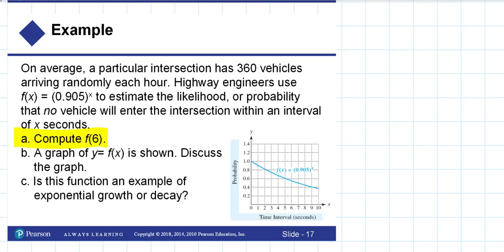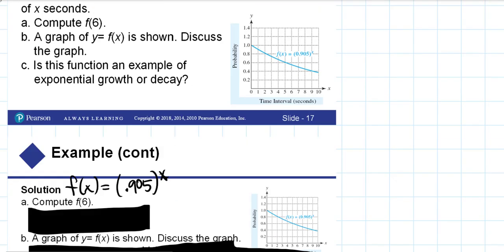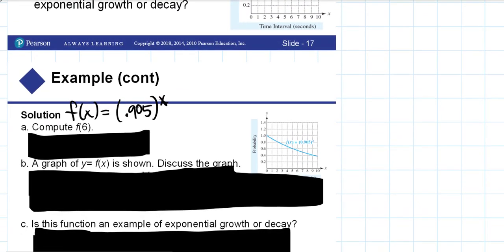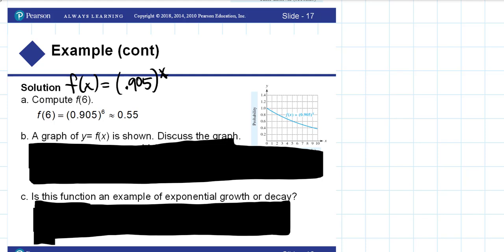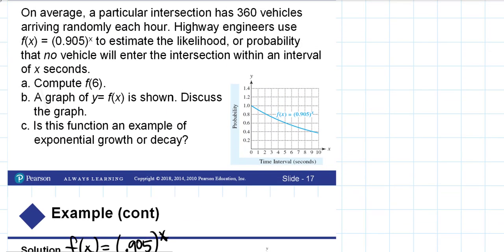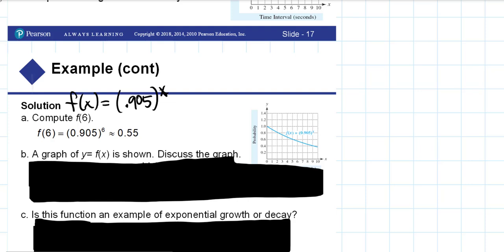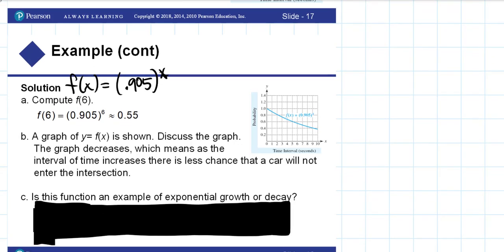First thing we want to do is compute what it looks like when you have the value 6, or 6 seconds. So first, let's plug in 6, and you get 0.55 for your probability. So in 6 seconds, there's about a half a chance that it could happen. And they show you the graph, and it says to discuss the graph. And so you don't have to get really technical here.